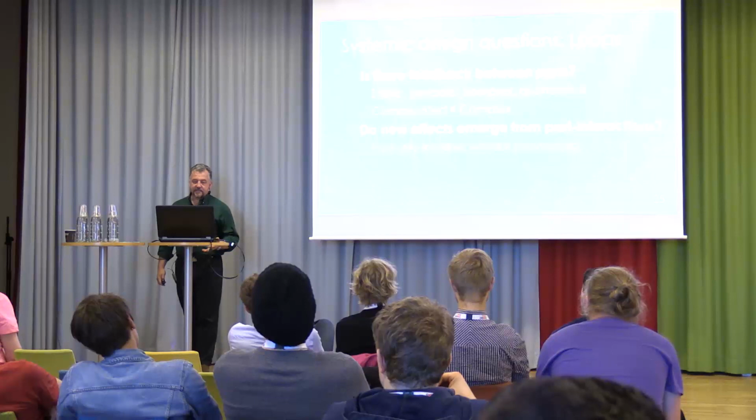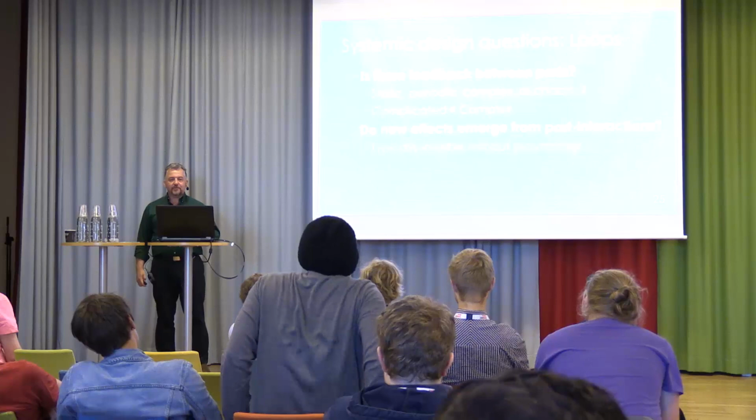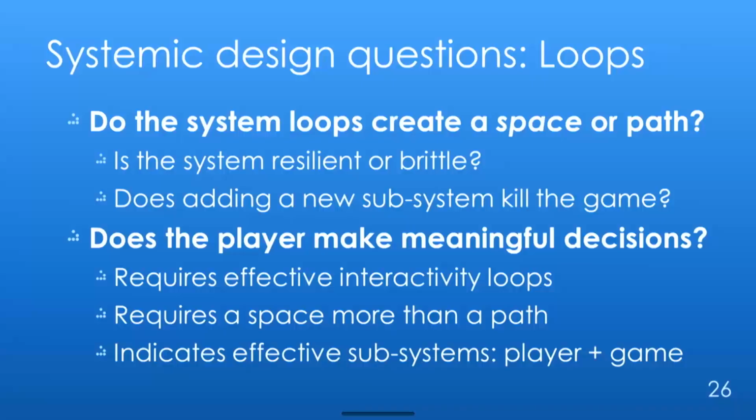And one other point of this is that typically, I'm on the edge of saying we as humans are just not wired to see emergence this way without experiencing it. We can't see it very well in advance. Some of us as game designers can see it better than others, but typically you need to have playtesting to really get this. So does a system create a space or a path?